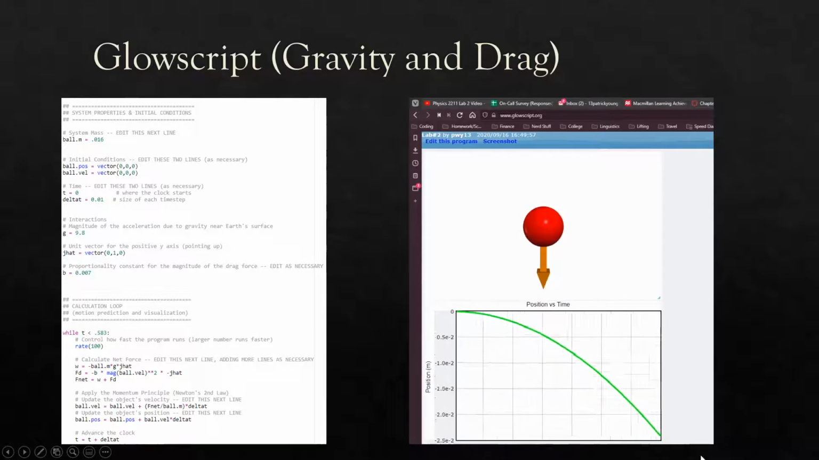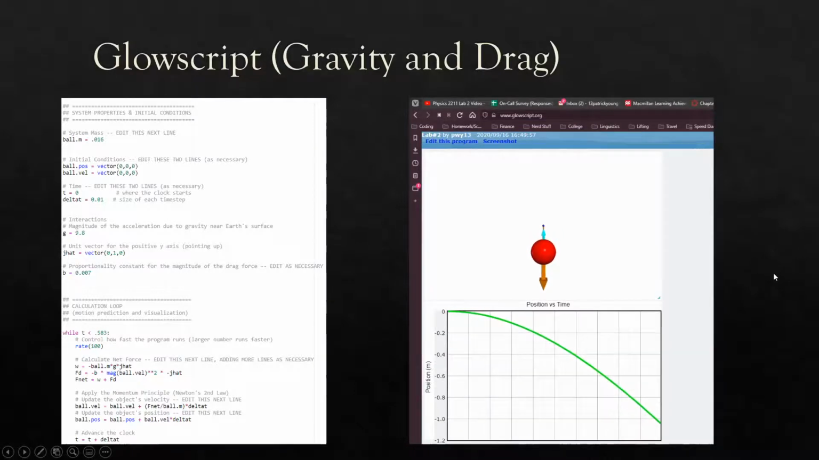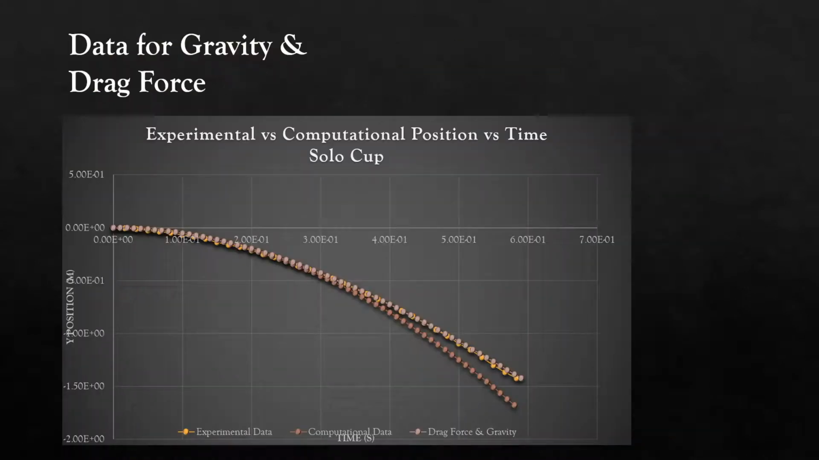So when I run this simulation, the orange arrow represents the force of gravity, and the blue arrow represents the force of drag, and this becomes greater as the ball's velocity increases. This is due to the direct relationship between the drag force and velocity, as we modeled with b times v squared. So here we plot all three against each other, and we can see that the brown and orange is our experimental and our computational model with drag factored into account. And down here, our reddish orange is just our computational data with no drag force taken into account. And we can see that when we added drag force to our GlowScript code, it revealed a much more accurate model representing the real world.